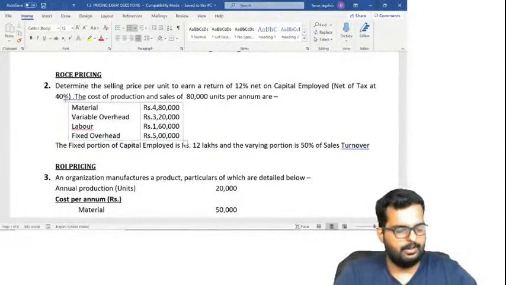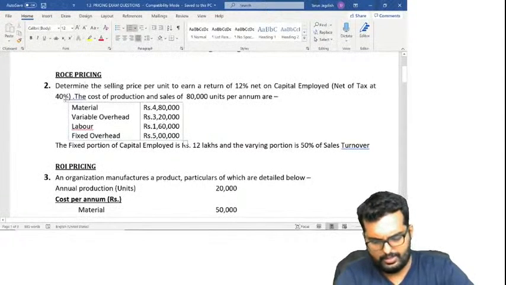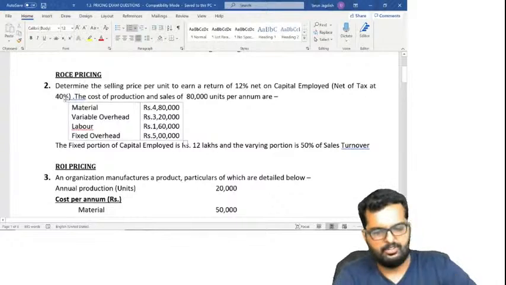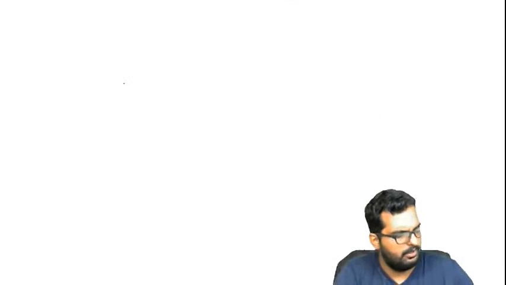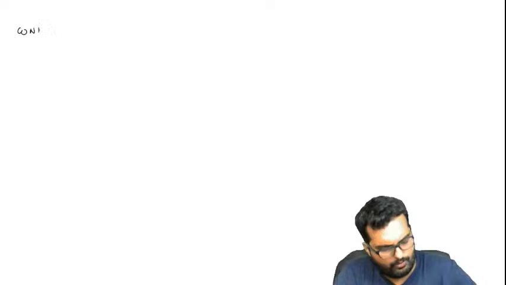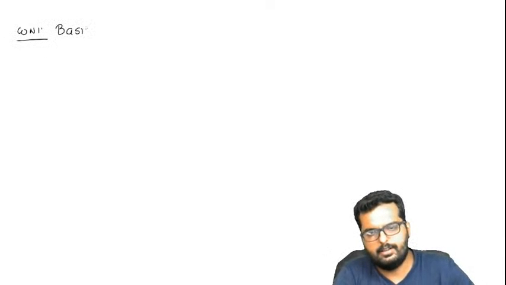Alright friends, time's up. Shall we do it together now? We'll do it in the same way how we did it earlier. We'll write down the basic data first. So I'll write down over here, working note 1, basic data.